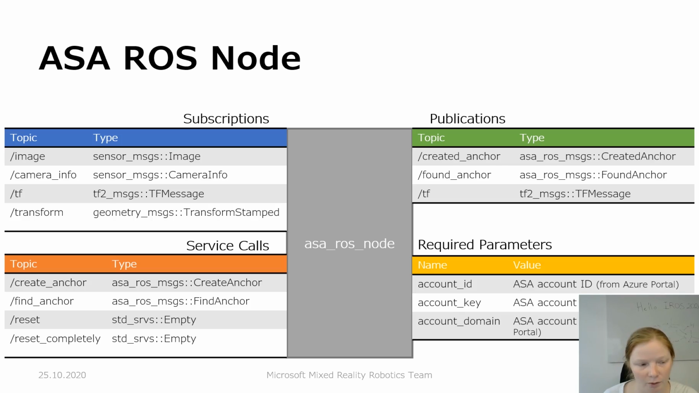And there's a couple of required parameters for running this. So as we discussed before, you need an Azure Spatial Anchors account, which consists of an account ID, an account key, and an account domain, which tells the service where it's actually homed.